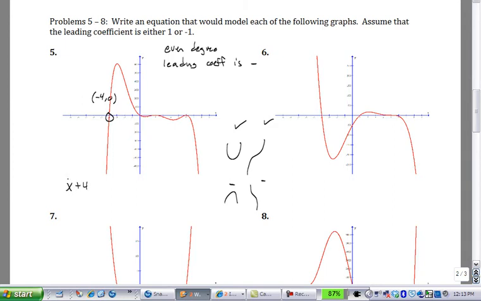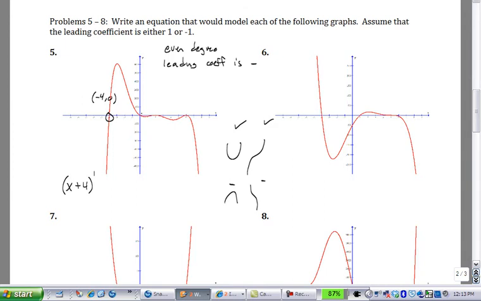Now, what is the multiplicity of that factor, even or odd? Odd, good. So you could put a 1, 3, 5, 7, 9. I would just do 1, but it really wouldn't matter. You'd still get full points if you said it was third.